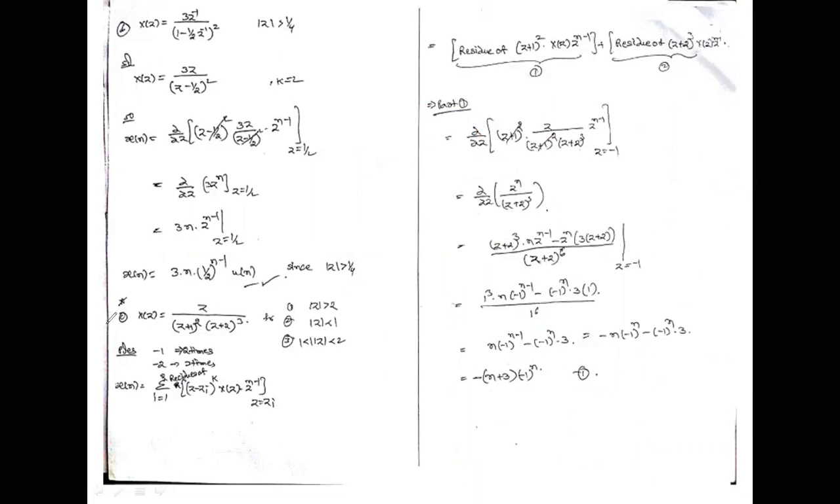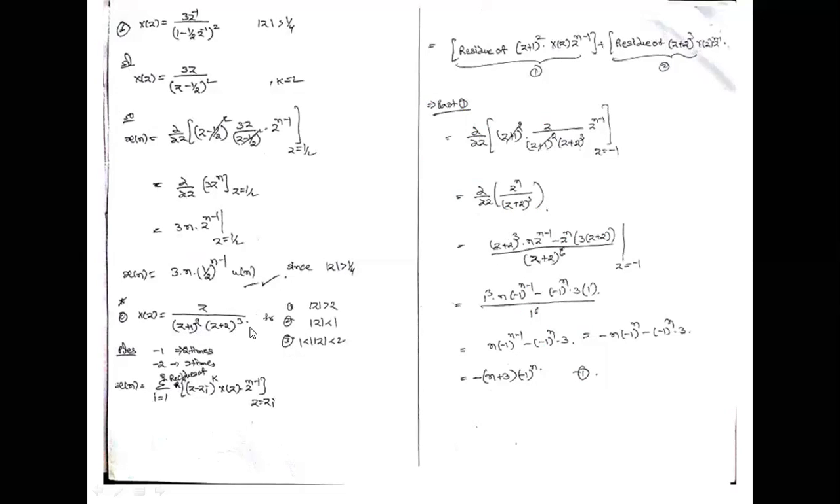The next example you can see here. X of z is equal to z by z plus 1 whole square and z plus 2 whole cube. And here the given is 3 ROCs. One ROC is greater than, one ROC is less than, and another ROC is given here in between 1 and 2. Means z is less than 2 and z is greater than 1.